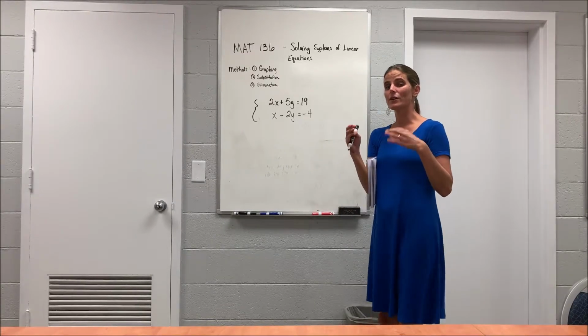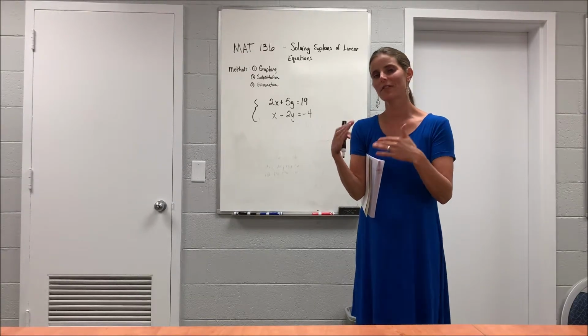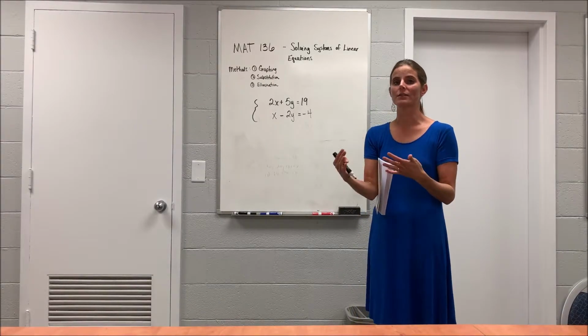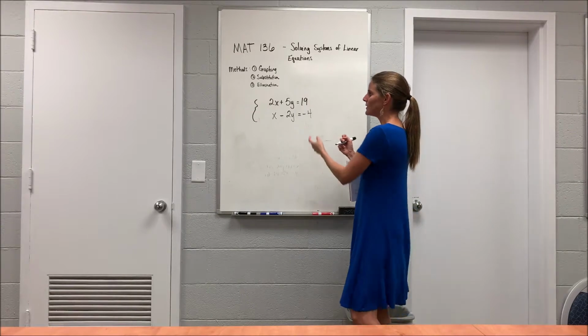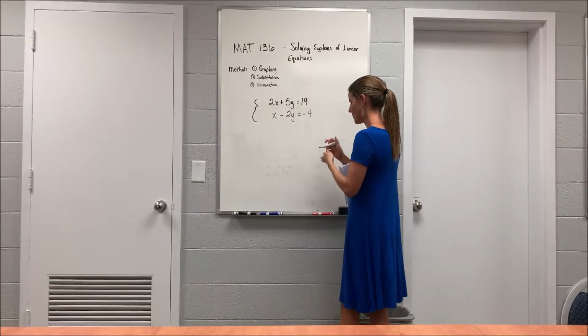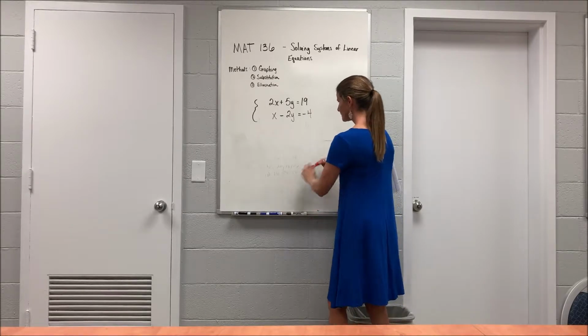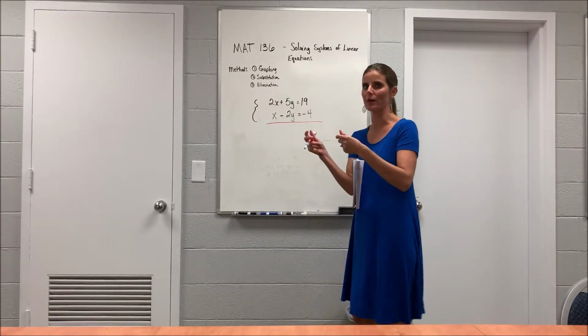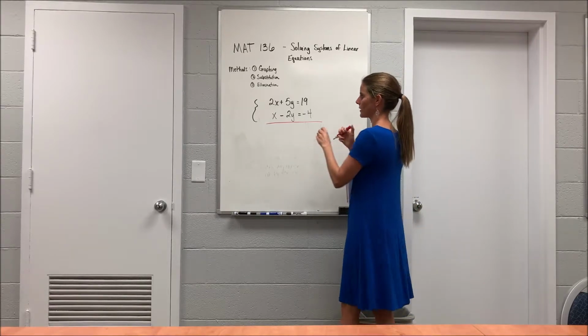Elimination is basically where you're going to add, this is also called addition method, so you're going to add the two equations together so that one of the variables cancels out. But the only way that you can do that is if they're opposites. So for example, if I want to add these two equations together, I'm looking at the x's, and it could be either variable, but I'm going to look at x in this particular case.